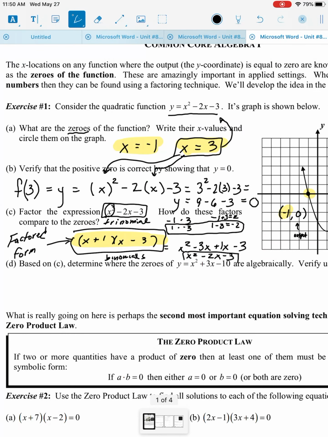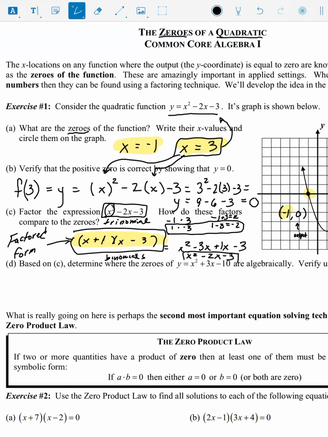Notice our zeros here are x equals negative 1 and x equals 3. It almost looks as though my binomials are opposite of my zeros. Now I'm going to just take this information and move it a little bit down to part D so we can see it a little bit better. X plus 1 was my first factor and x minus 3 my second factor.